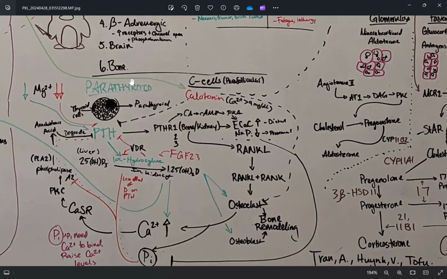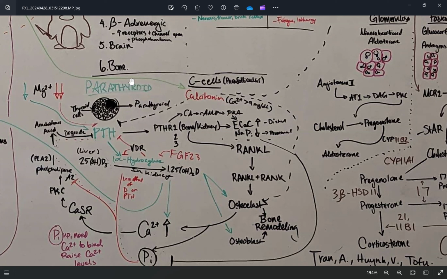What else do I want to go over? For inhibition of PTH, as your calcium levels rise to greater than about 9 milligrams per deciliter, the C cells, the parafollicular cells in your thyroid, will release calcitonin to inhibit the secretion of PTH.